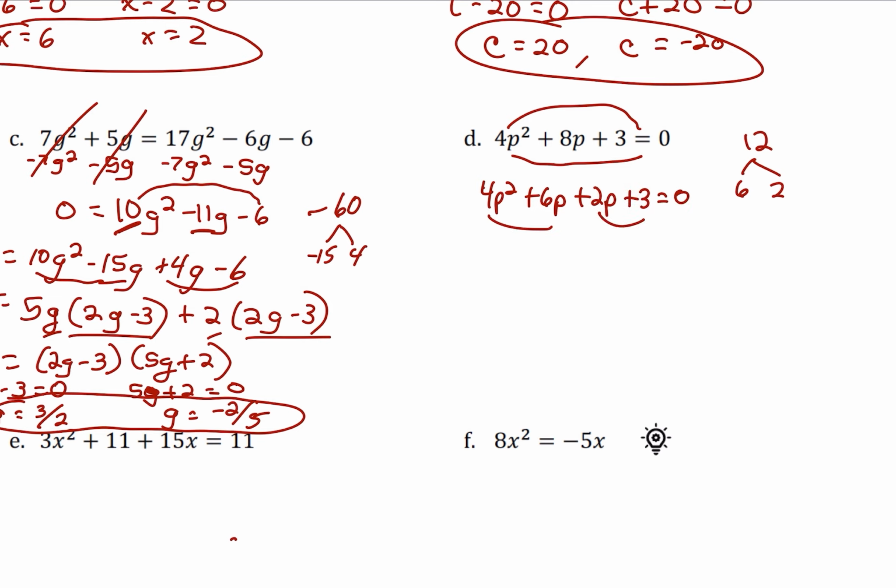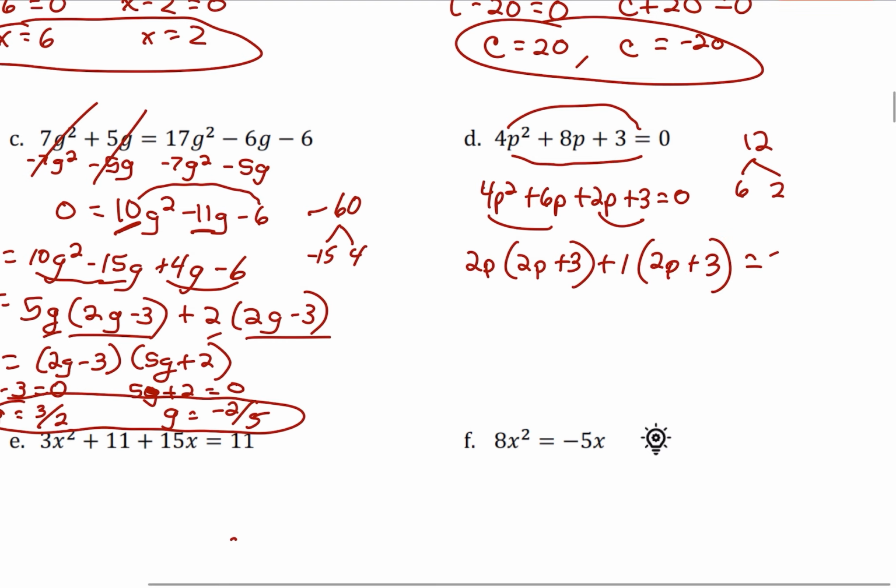We're going to group 2 and 2, and we're going to take a 2p from the first two, which gives us 2p plus 3. And the only thing from the last two terms is a 1, but I'm going to put that on the outside as a reminder that I need that when I factor. This is still equal to 0. We have not changed the equation.